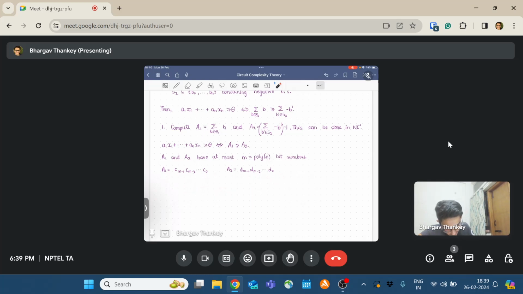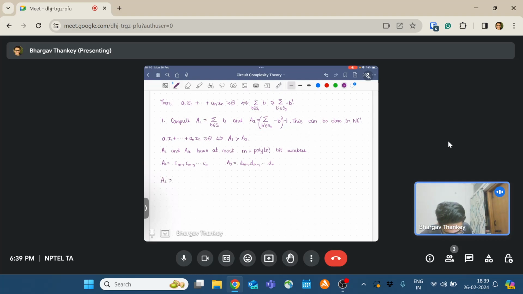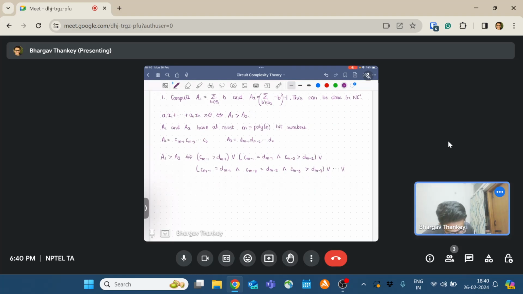Okay, so the claim is this. A1 is greater than A2 if and only if Cm minus 1 is greater than Dm minus 1, or Cm minus 1 equals Dm minus 1 and Cm minus 2 is strictly greater than Dm minus 2, or Cm minus 1 equals Dm minus 1 and Cm minus 2 equals Dm minus 2 and Cm minus 3 is strictly greater than Dm minus 3, and so on, all the way up to Cm minus 1 is the same as Dm minus 1 and Cm minus 2 is the same as Dm minus 2.